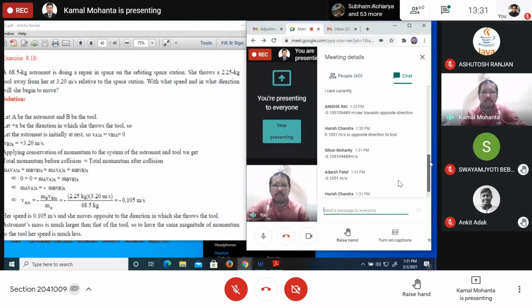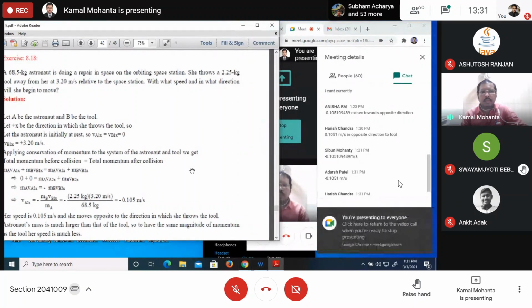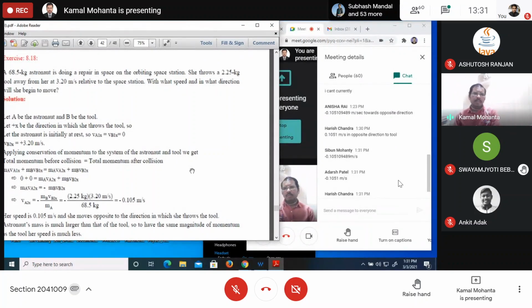Other people, calculate quickly. So the answer will be VA2x is equal to minus MB VB2x by MA. So MB is given as 2.25 kg, into VB2x, which is 3.20 meter per second, divided by MA, which is 68.5 kg. So the answer is coming minus 0.105 meter per second.